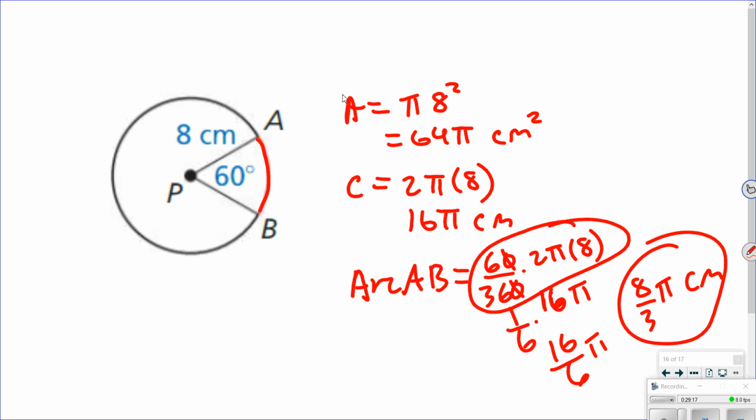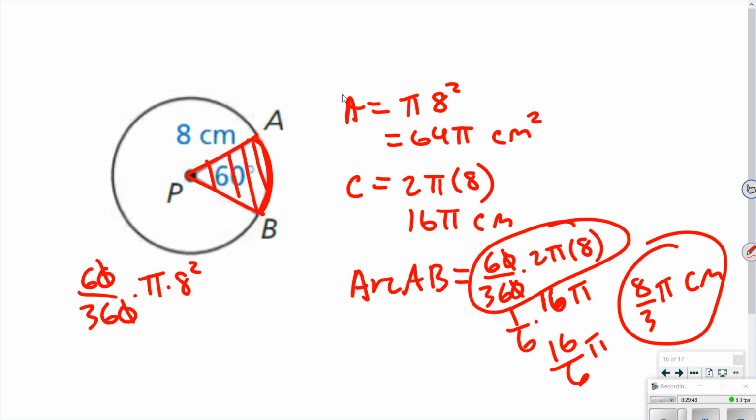Okay, the last thing is let's find the area of the sector formed by angle APB. So that sector, we're going to find the area of that sector right there. So I still take the measure of the angle, 60 over 360 times the area. So the area is pi r squared, so pi times 8 squared. All right, again, if it wants me to approximate, I just plug that whole thing in my calculator.